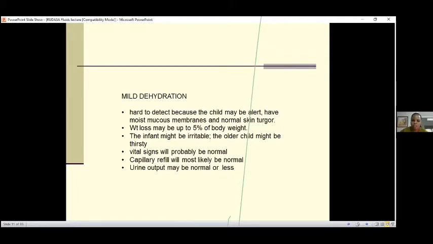Then I'll just go through dehydration. I'll go through this because we need a refresher. It's the thing that we know. We know that it's hard to detect mild dehydration because the child is still alert, has moist mucous membranes, and a normal skin turgor. The weight loss may be up to 5% of body weight, and the infant might be irritable. The other child might be thirsty, asking for water or for a juice. The vital signs will probably be normal, the capillary refill time will likely be normal, and the urine output will be normal or less.